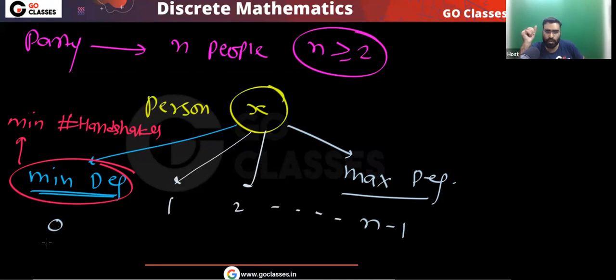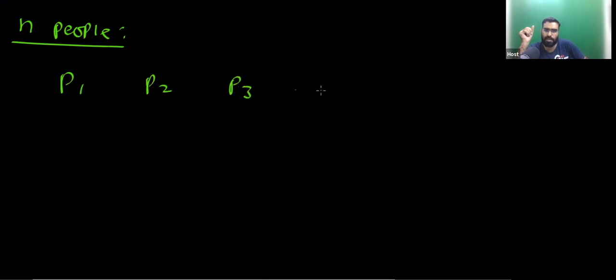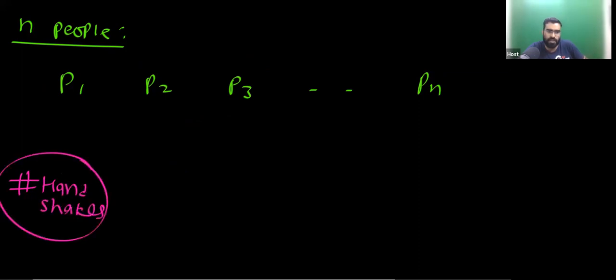Now, something interesting. How many handshakes are possible? These are the pigeonholes, right? Because ultimately, you have n people, P1, P2, P3, and Pn. Tell me what I want to prove. I want to prove that at least two people have the same number of handshakes. Number of handshakes, or I can simply call it degree. These are the possible degrees: 0, 1, 2, and so on, up to n-1.